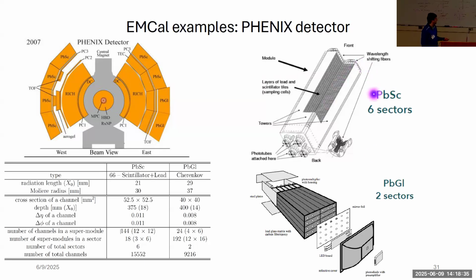Then they had a homogeneous calorimeter, which was a lead glass calorimeter. That was in these two sectors, where they had this lead glass. The lead glass produces the shower, and it also allows the electrons to produce Cherenkov radiation, which was read out by a photodetector at the back.